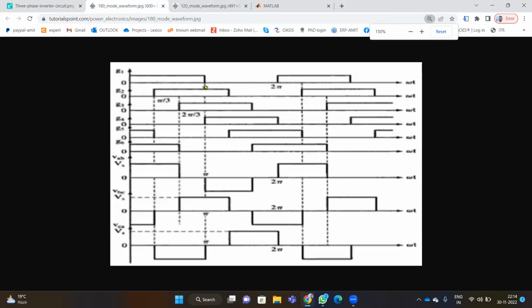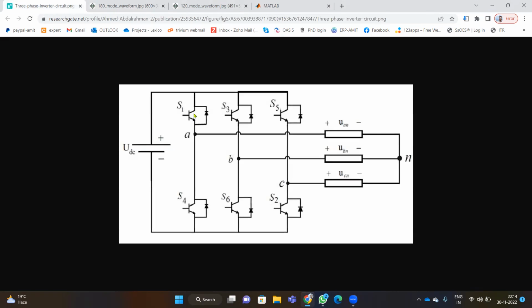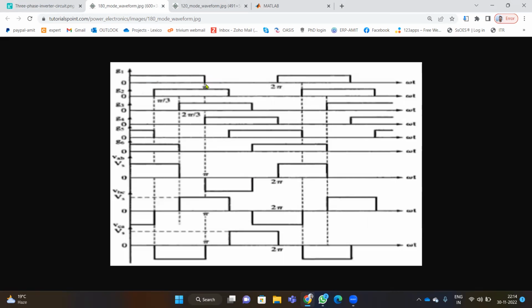So this is a 180-degree mode configuration pulse diagram. These are six pulses, 1, 2, 3, 4, 5, and 6. These are six gate pulses given to the thyristors, and we all know the sequence. This is S1, this has to be S2, then S3, S4, S5, and S6. It means the first gate pulse will be given to S1, the second gate pulse will be given to S2, the third gate pulse will be given to S3 and so on up to S6.